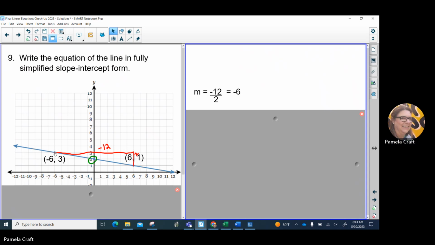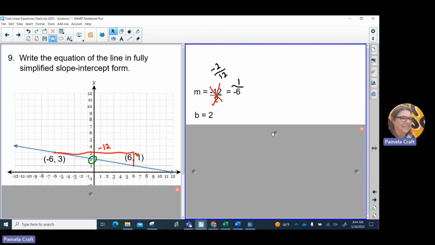Up 2, left 12. These should be reversed, which would be negative 1/6 instead. You should flip. Again, this should be negative 2 over 12. I did my slope upside down, which is a very common error. So I guess it's always good to see the teacher get one wrong.